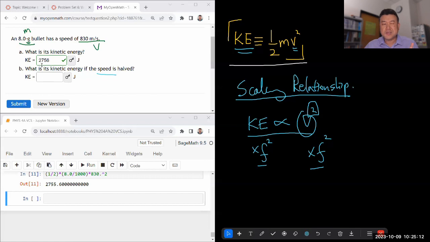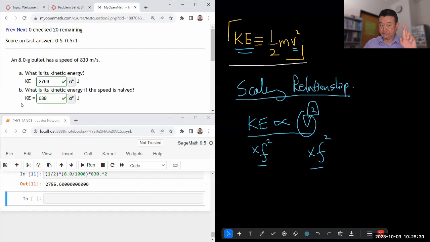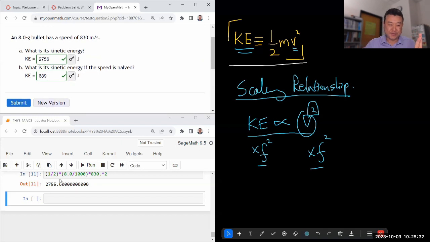And I think I can do that in my head. That's going to be 6, 8, and I have 36, so 9. 689 joules. That should be the kinetic energy if the speed is halved. Let me just redo it with a calculator to be sure. Good. Yeah. So that's a technique that we physicists call using the scaling relationship, to be able to do quick mental math when the changes you are looking at are relatively simple.